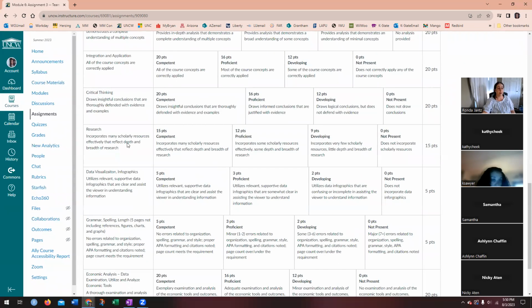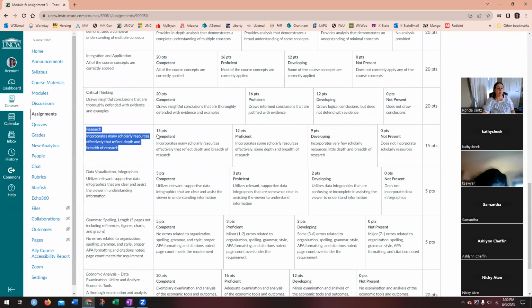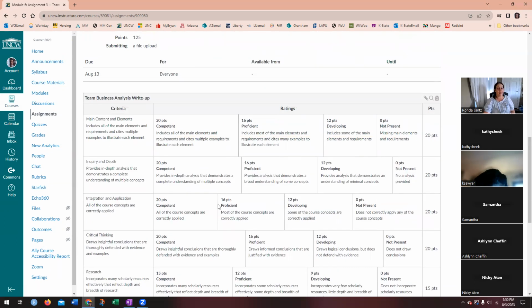Here's the rubric. It looks like that data visualization element has 5 points, and then your research element, which is part of this data visualization, is 15. So total, they're 20 points. That's really the part where it's easy to get off, so make sure you look carefully at that. But other than that, that's the basic assignment.